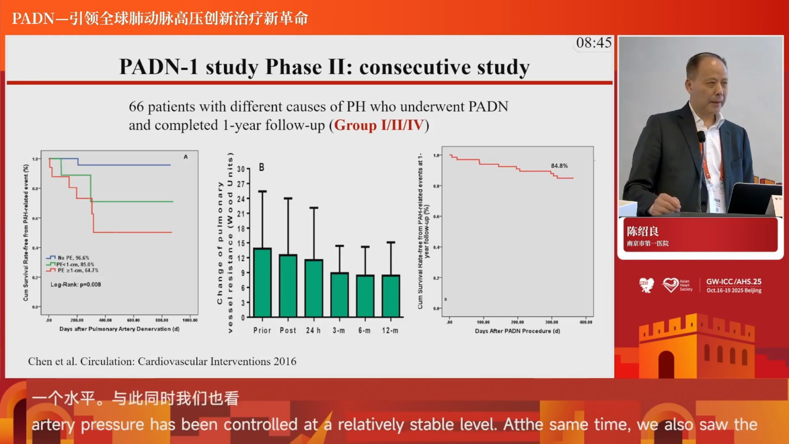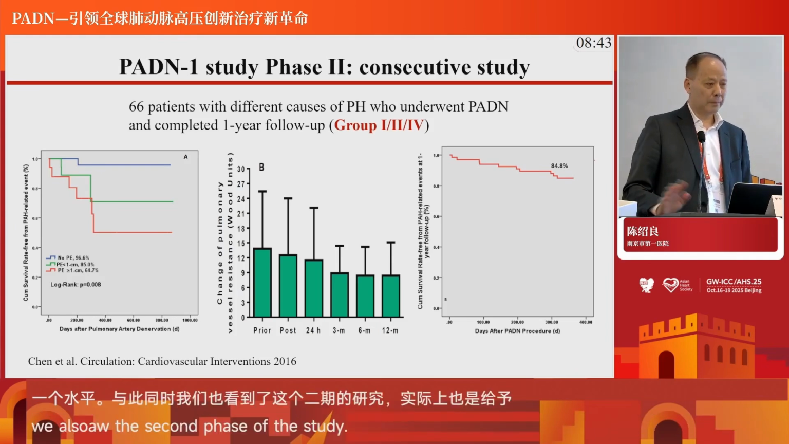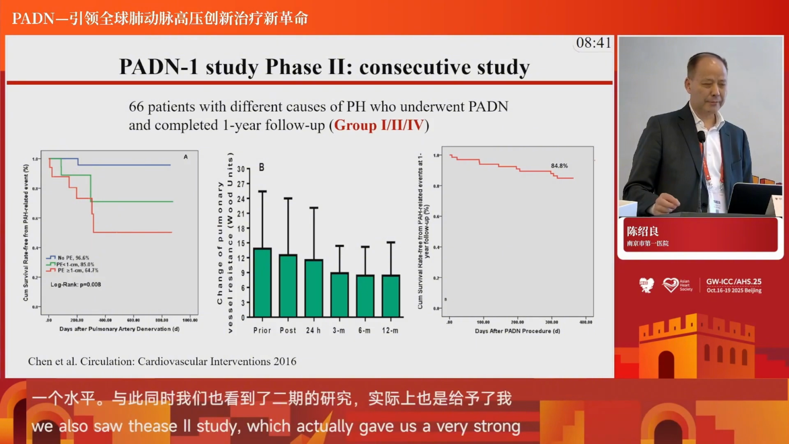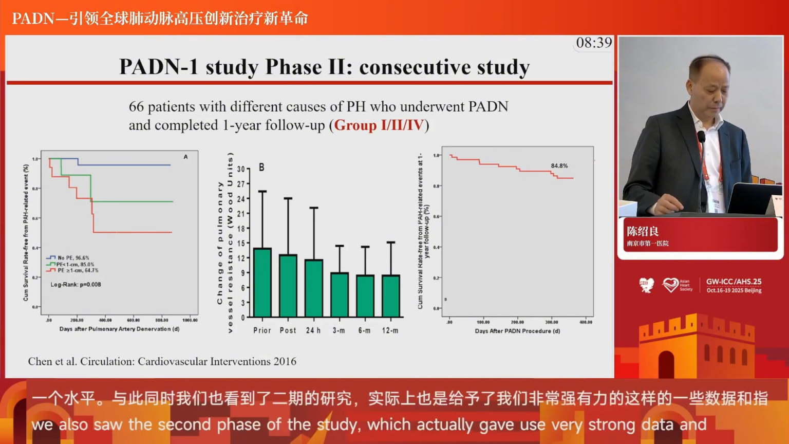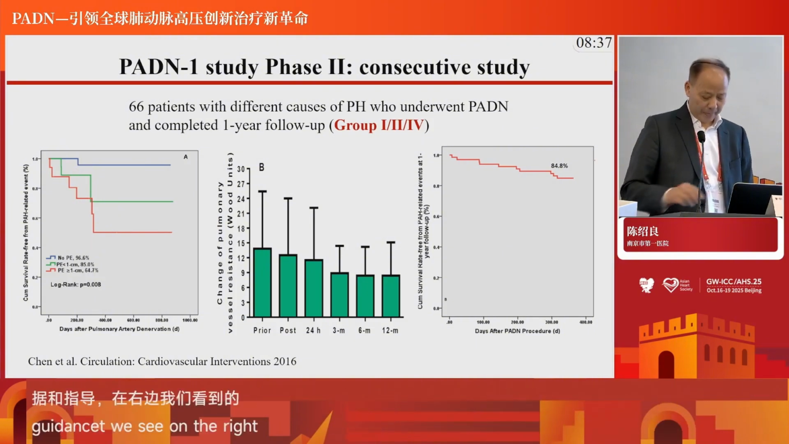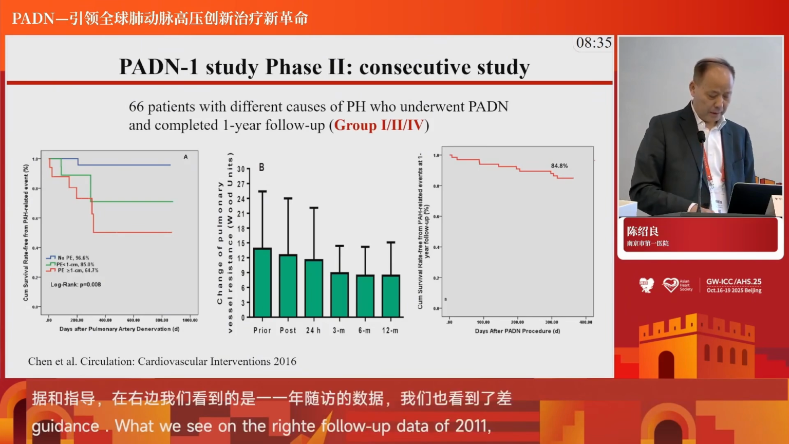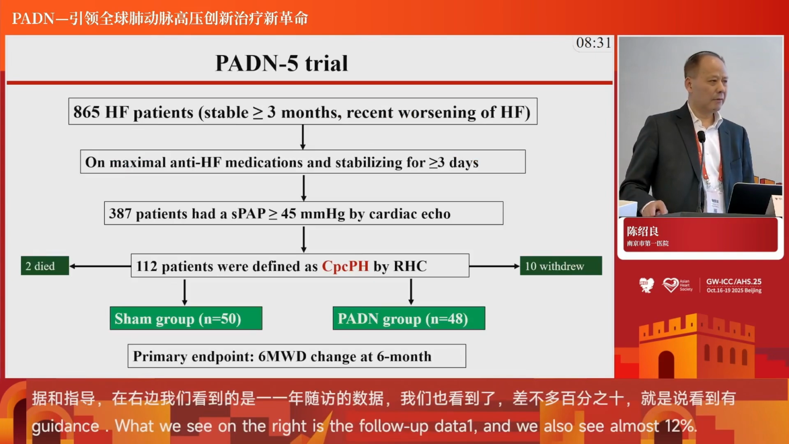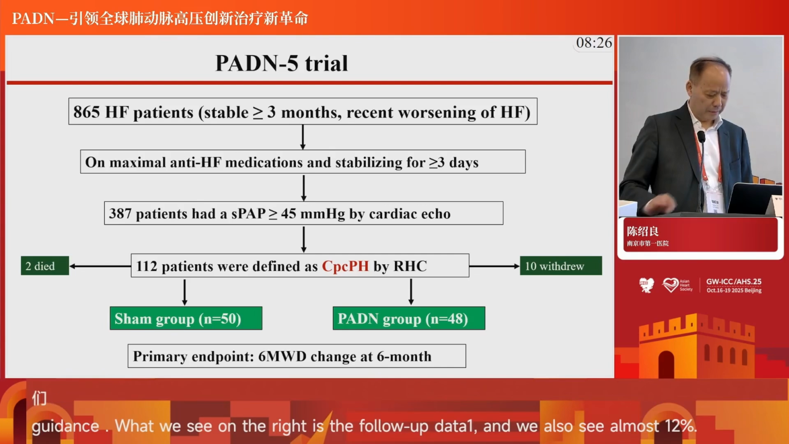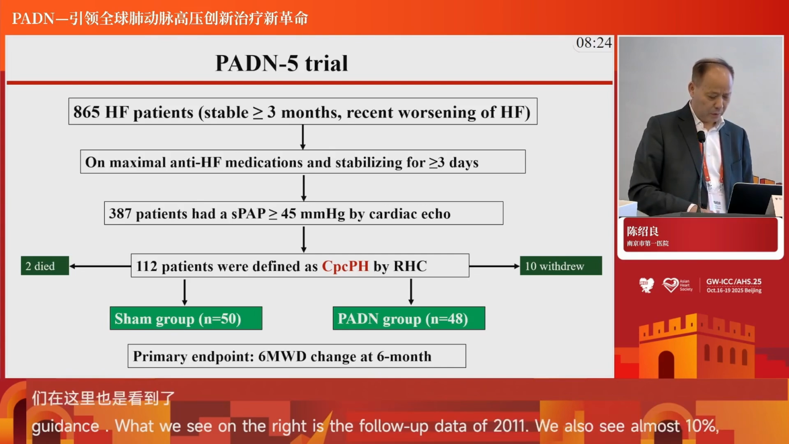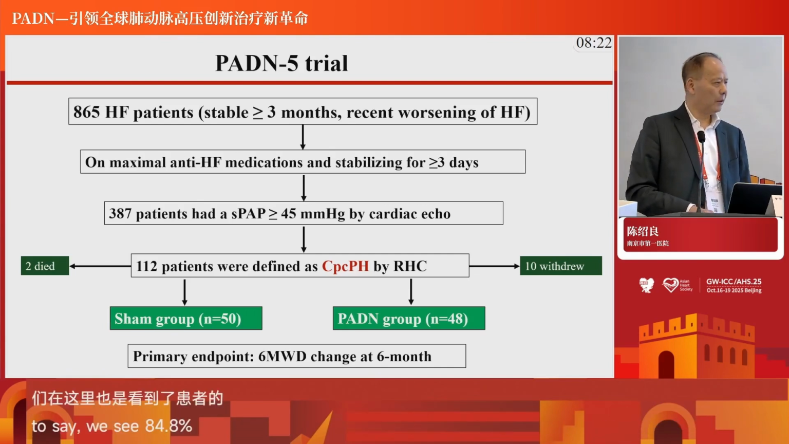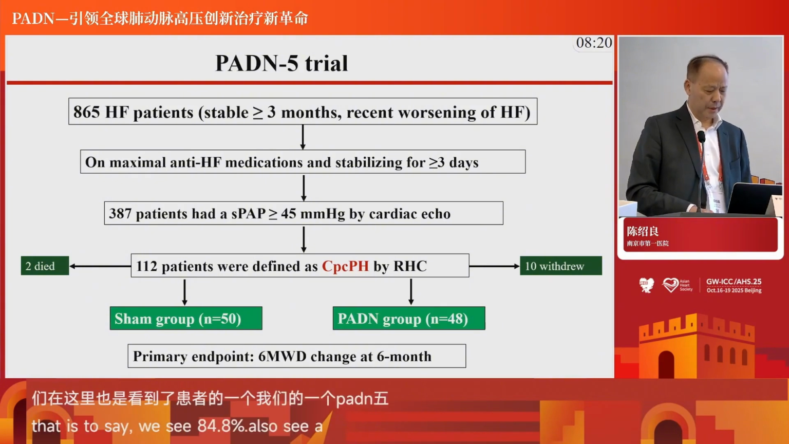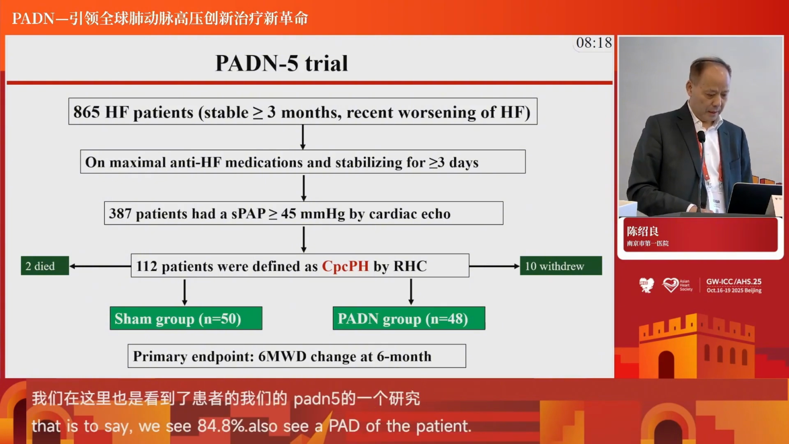On the right panel, you can see by 1 year follow-up, the all-cause mortality rate was less than 15%, mostly driven by non-pulmonary hypertension, non-heart failure reasons. After that, this is our brief introduction of the PADN-5 trial. In this analysis, we only include patients with heart failure with combined post- and pre-capillary pulmonary hypertension.